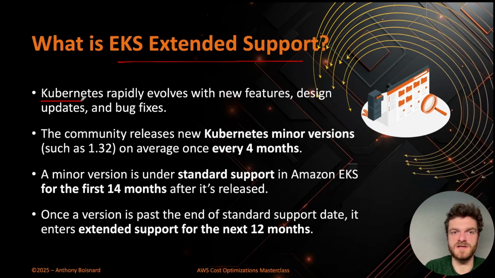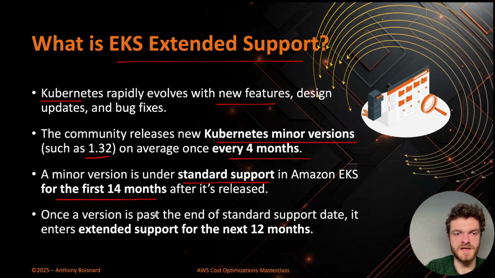The Kubernetes team rapidly evolves with new features, and they release new Kubernetes minor versions such as 1.32 every 4 months on average. A minor version is under standard support in Amazon EKS for the first 14 months after it's released. Then, once a version is past the end of standard support date, it enters extended support for the next 12 months. So what's the difference between standard support and extended support?